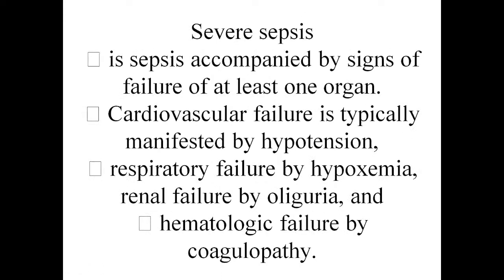Severe sepsis. What is severe sepsis? It is sepsis accompanied by signs of failure of at least one organ. For example, cardiovascular failure is typically manifested by hypotension, respiratory failure by hypoxemia, renal failure by oliguria, and hematologic failure by coagulopathy.